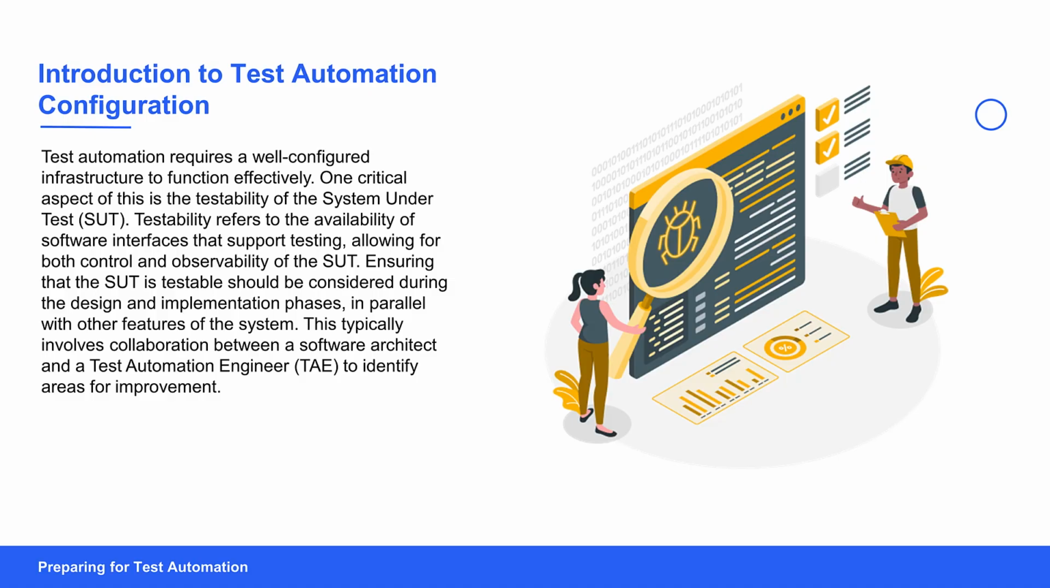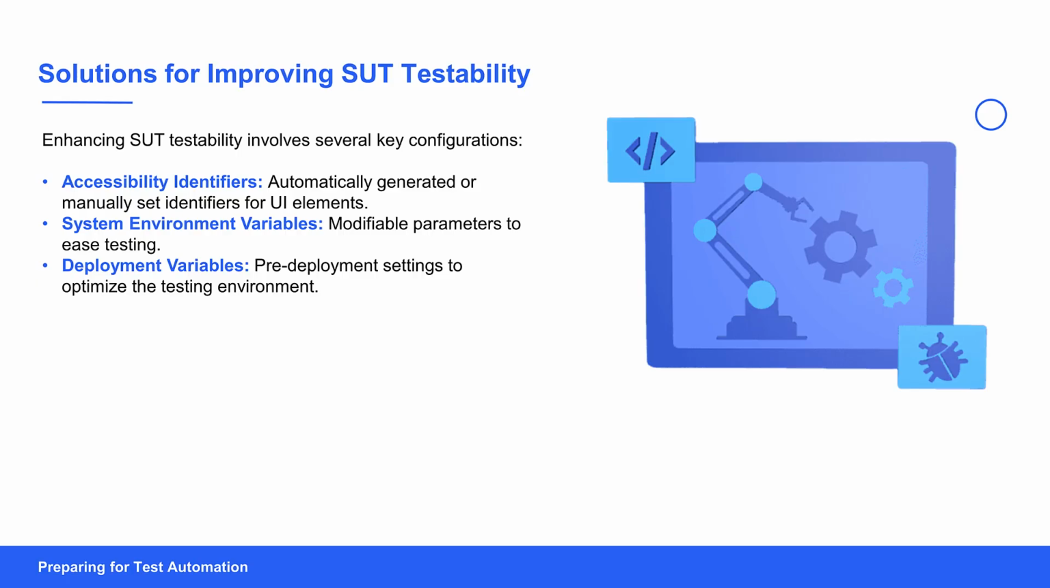Typically, this involves close collaboration between a software architect and a test automation engineer. Together, they work to identify and implement the necessary features that will make the SUT more testable, which in turn makes automated testing more effective and efficient. To improve the testability of the SUT, there are several key solutions that we can implement. First, let's talk about accessibility identifiers.